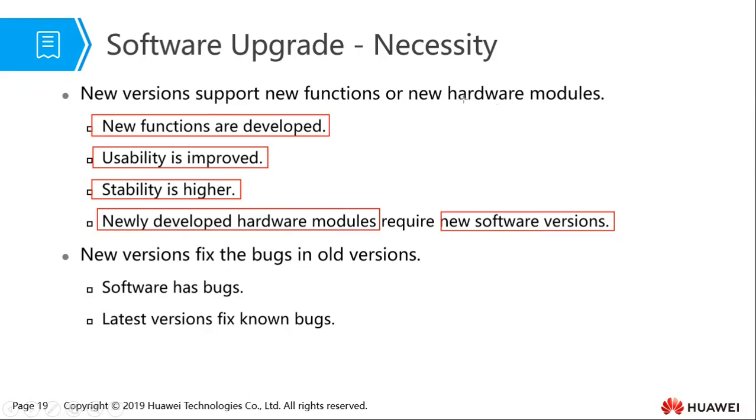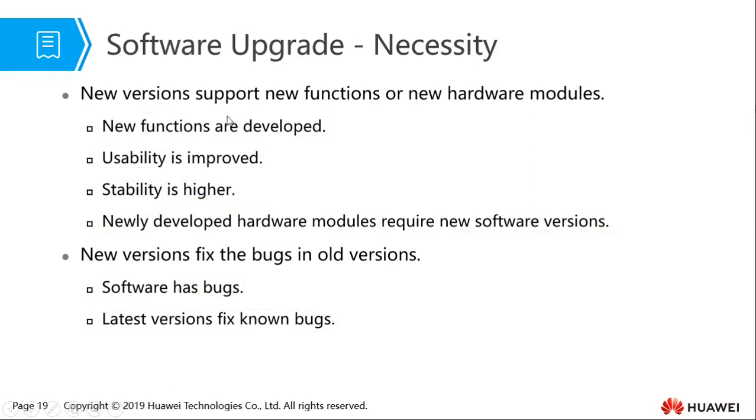So really, these are some of the reasons. And the other reason, of course, is that no software is 100%. All software will have bugs. And most of the time, new versions will actually identify and fix those particular bugs. So these are some of the reasons why you might need to do a software upgrade.